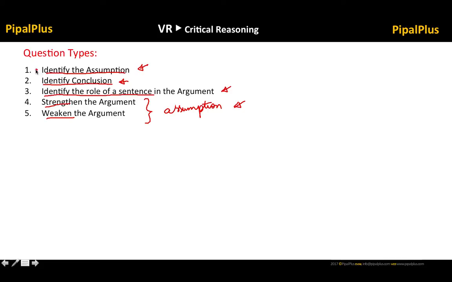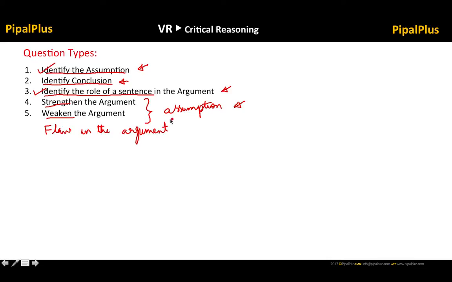Now, based on whatever we've discussed, we have learned how to identify the assumption, right? Because you would recall the assumption is typically, if the premise in general is true, then the conclusion in general must be true. We have also learned to identify the role of a sentence in the argument, right? These two things we've already done. Now let's look at some of the other question types. I think there's one more question type that I can add here, and that is finding the flaw in the argument.